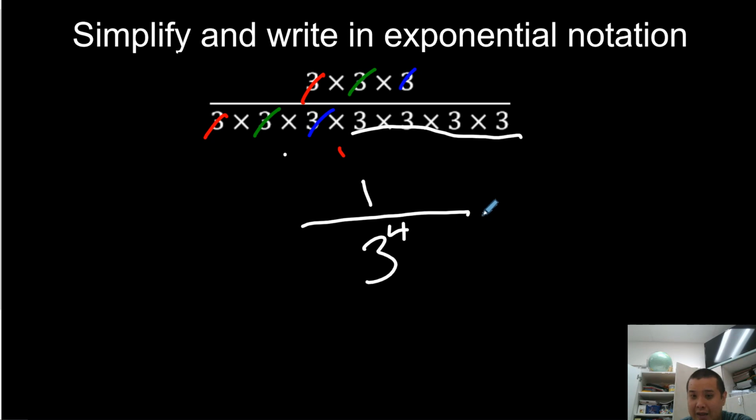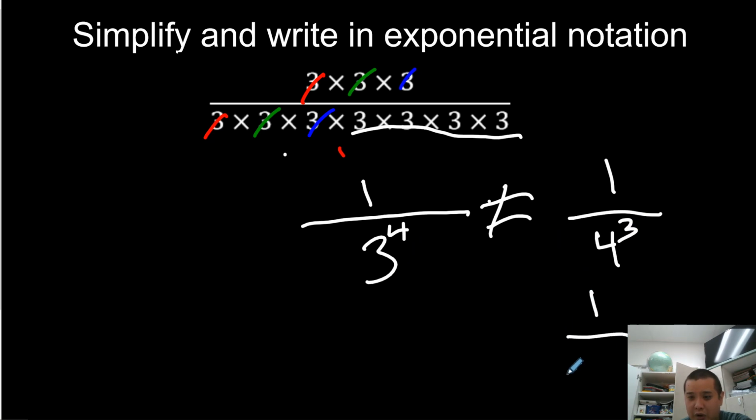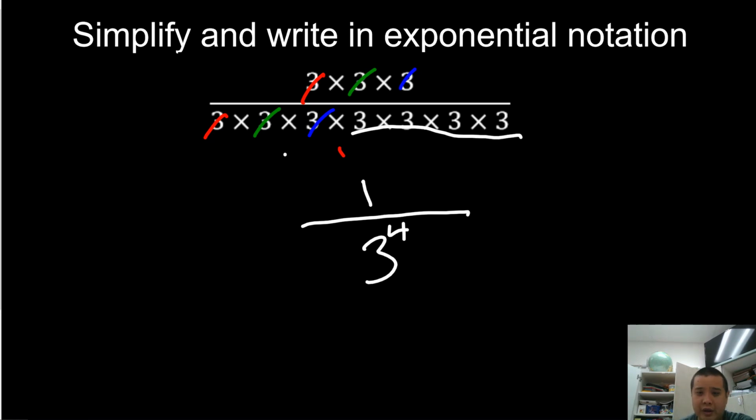Notice that it is not the same thing as 1 over 4 to the 3rd. That is completely different. Do not mistake that, because that is 1 over 4 times 4 times 4. We do not want that, though. That is not the correct answer. It is 1 over 3 to the 4th. Okay? And that's all because this 3 and this 3 combined to be a 1, and when you multiply by 1, we don't really care about that.